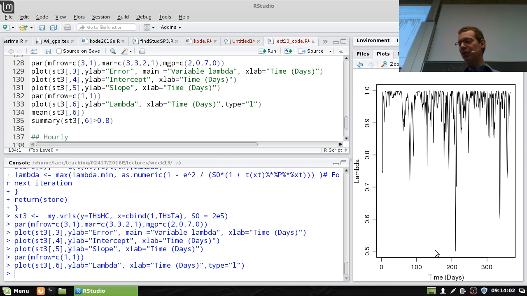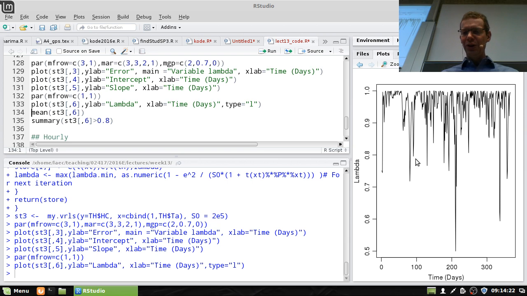And notice in particular the dip here at around 200. I set the minimum to be 0.5, and it actually goes down there. So at that point in time, with that observation that it's kind of odd, it forgets pretty much everything, and then it restarts the algorithm effectively.